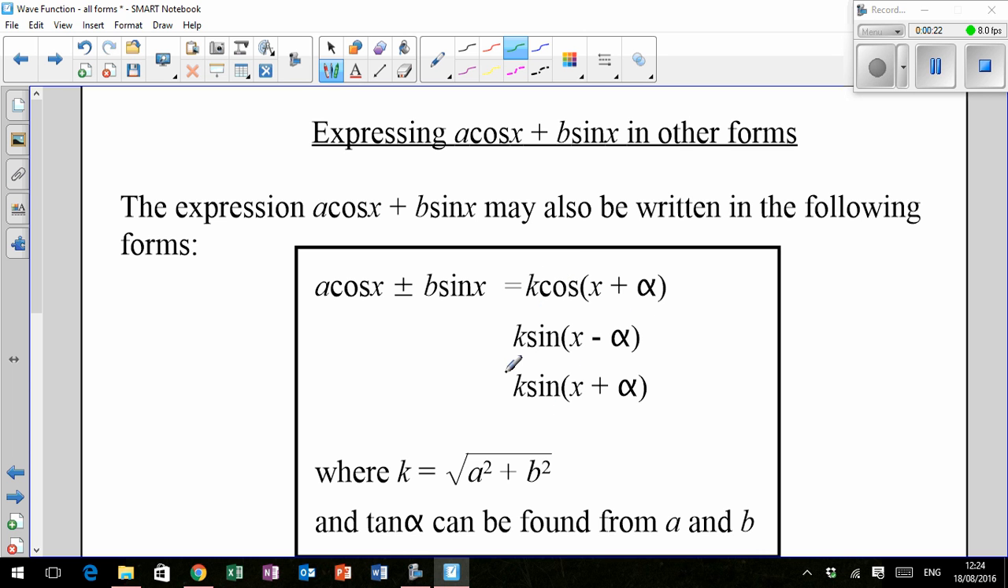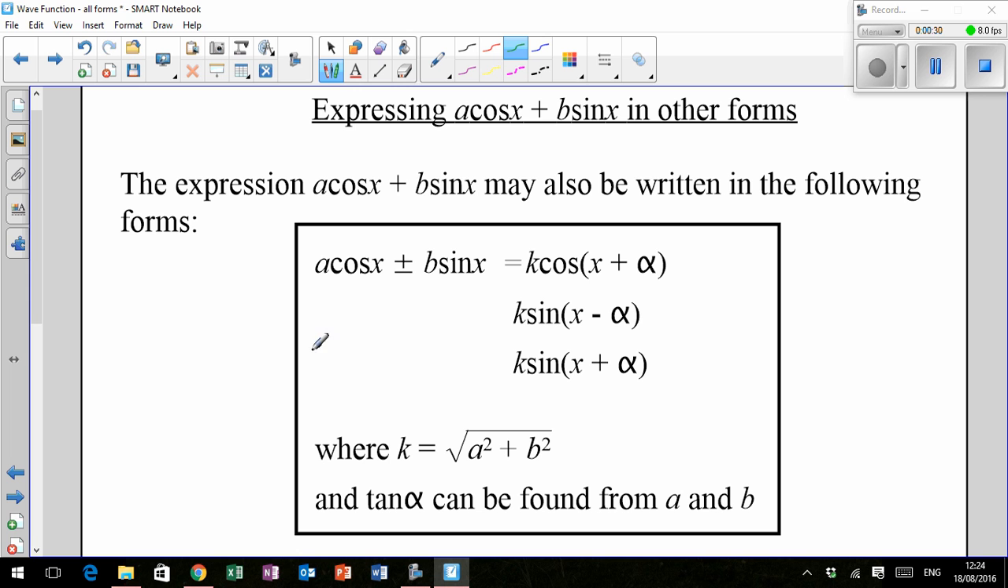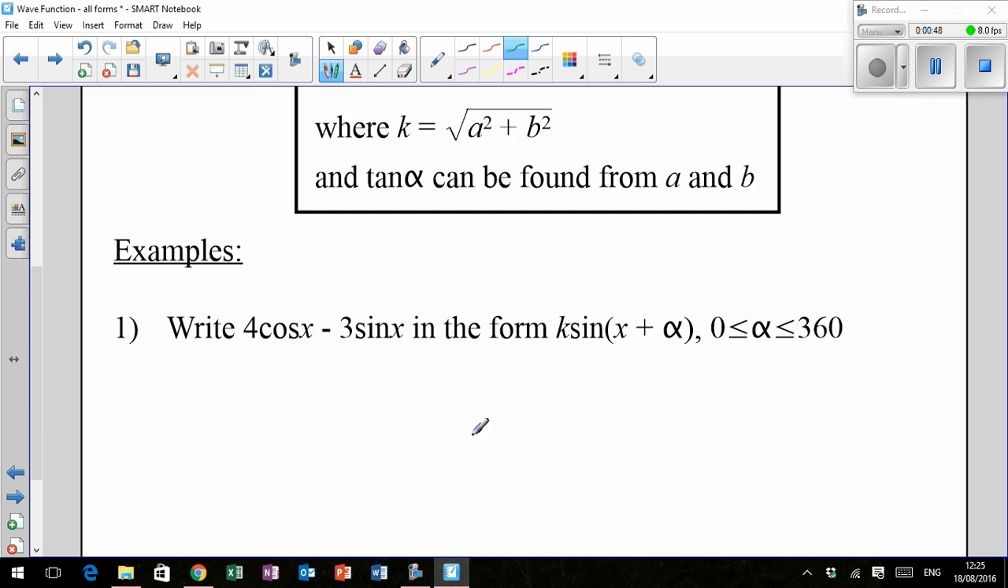Okay, so we know that there's four different things coming from the addition formula. We need to be able to deal with it regardless of what form we're given. Now, we're still going to get a k sin alpha out, and we're still going to get a k cos alpha out. So our proofs from the last video hold. k is still the square root of a squared plus b squared, and alpha can still be found from tan alpha using k sin alpha over k cos alpha.